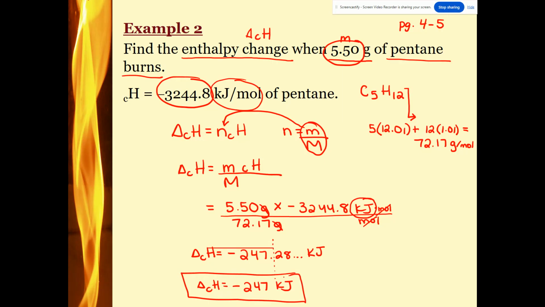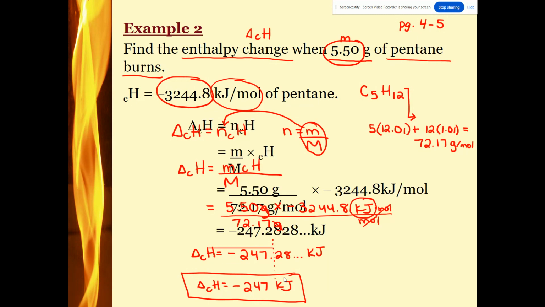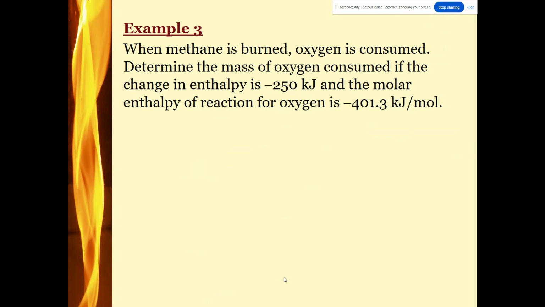Okay? Let's see if we have another example. We do. When methane is burned, oxygen is consumed. Determine the mass of oxygen. If the change in enthalpy, so the change, and notice again how the units are kilojoules, so that right there would be our delta H.